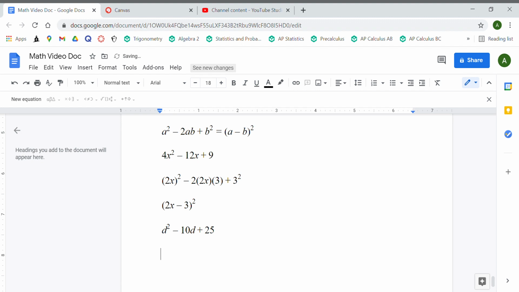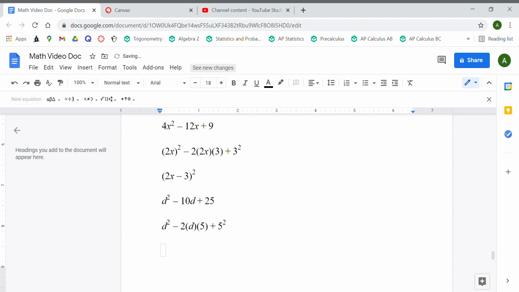Alright, so here we go. So we can rewrite this as d squared minus 2d times, this better be 5. Yes, it's 5. And so we get d minus 5 squared.